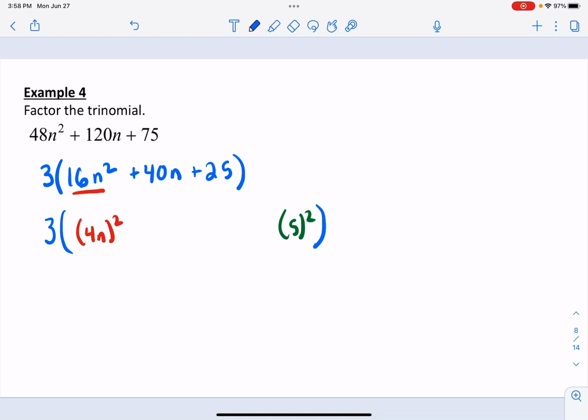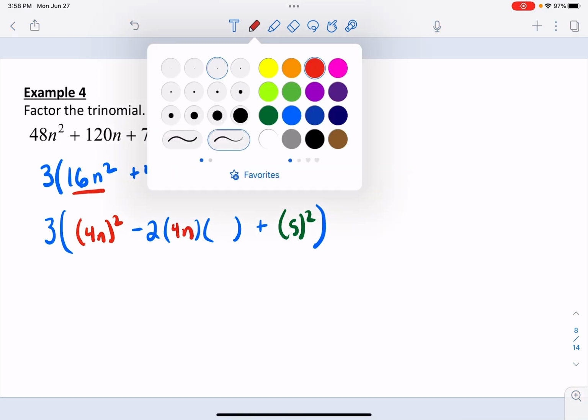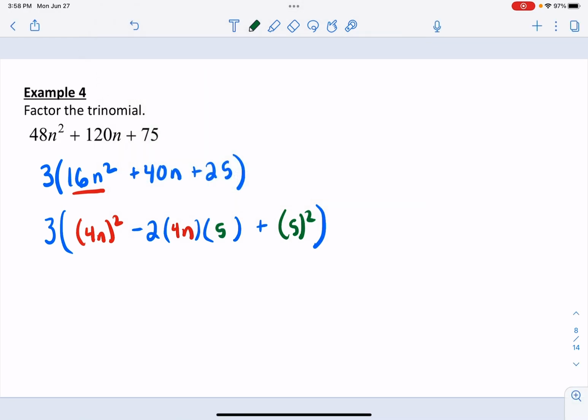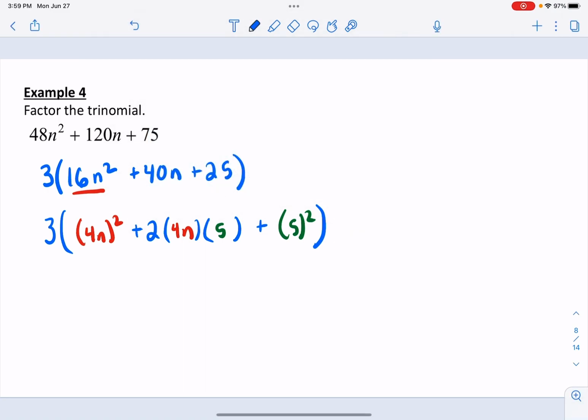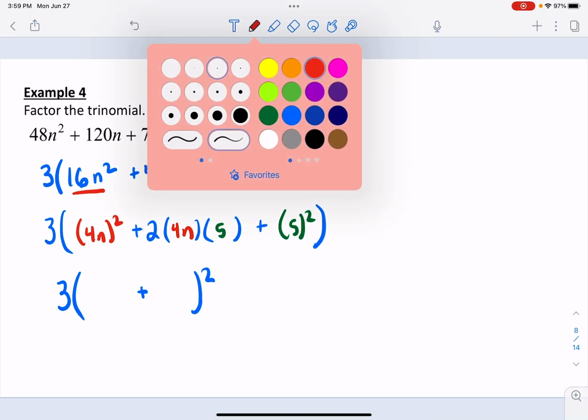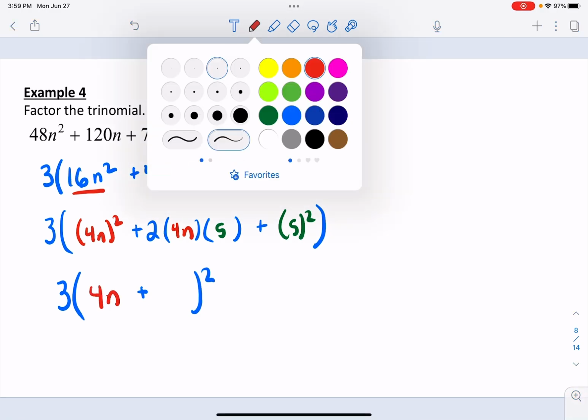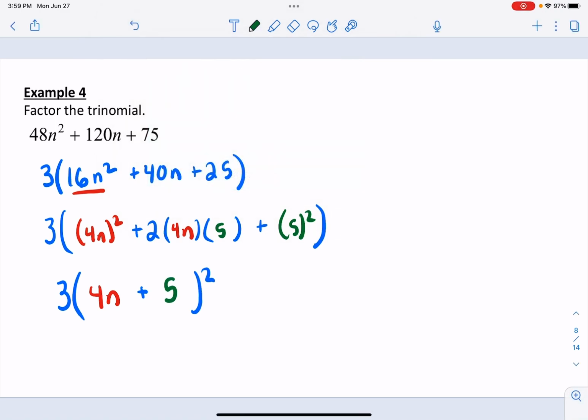So I need to determine if that 40n is 2 times a times b. A we said was 4n. B we said was 5. So 2 times 4 is 8 times 5. Hey, that's 40. I just noticed a little minor mistake in here. That should be a plus sign. So this is a perfect square trinomial. So this factors to something squared, same sign in the middle, 4n and 5.